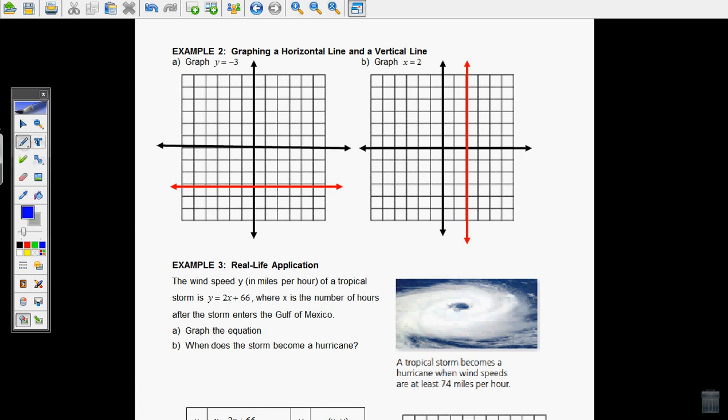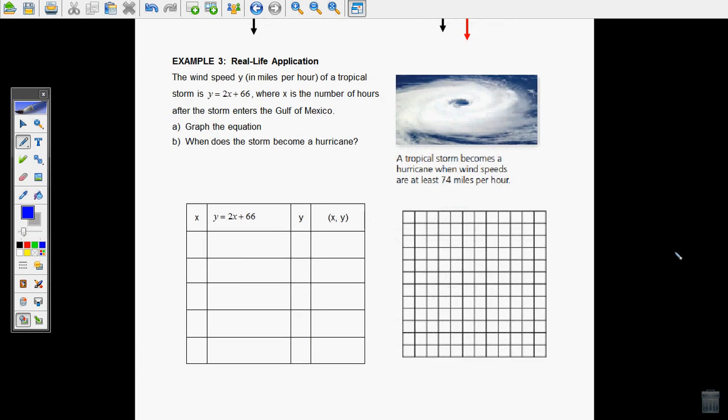Right? I travel along the axis that I'm being told. Y equals -3 means I traveled along the y-axis, down 1, 2, 3, and did my horizontal line. When it was a vertical line, x, I traveled along the x-axis, 1, 2, and did a vertical line at 2. Alrighty? And our last piece is our real-life application.